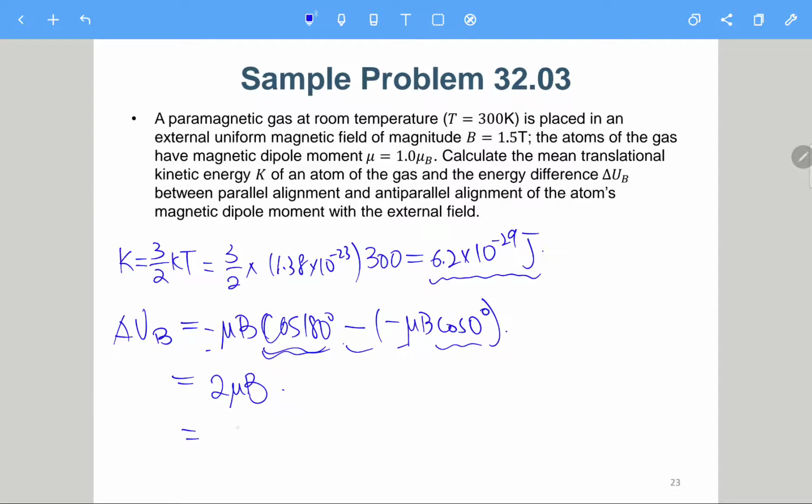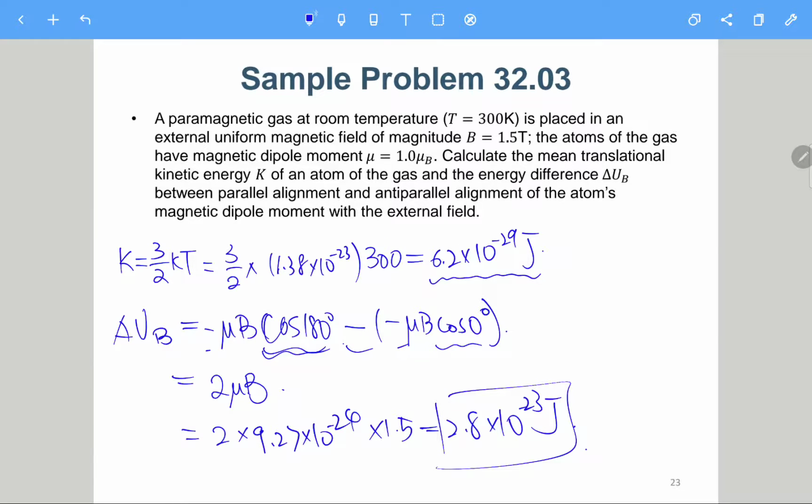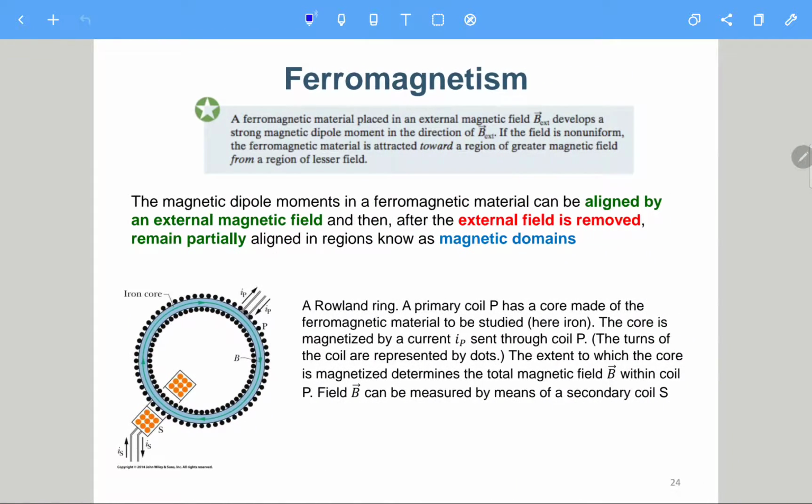So this is 2 times 9.27 times 10 to the minus 24 times 1.5, which is 2.8 times 10 to the minus 23rd joule. So this is the energy difference. Next is the final one.